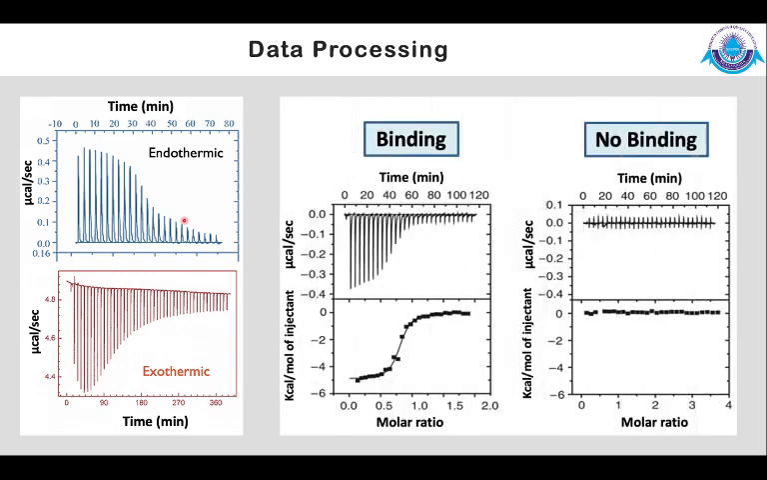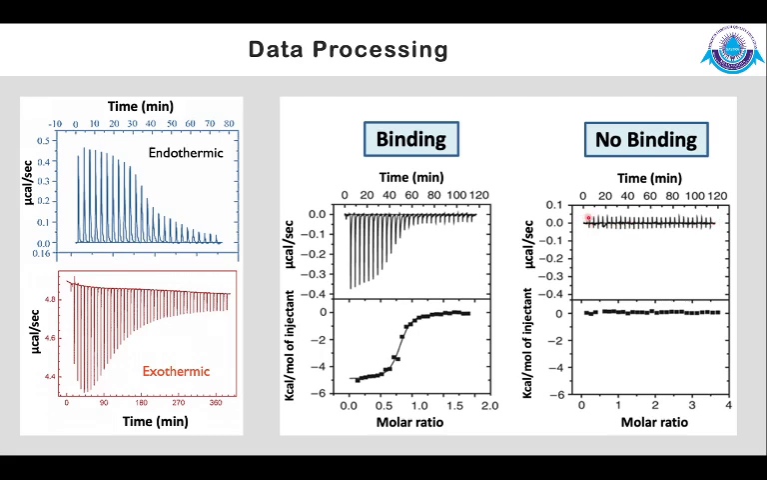Again, how does a binding and a non-binding look? If there is binding and it is exothermic, you can see something like this. That is typically what we have seen earlier. What happens if there is no binding? Then you'll get a curve like this, because there will not be any significant change during the subsequent injections.